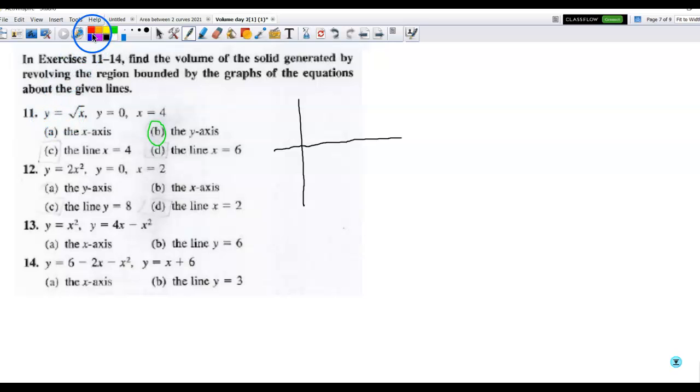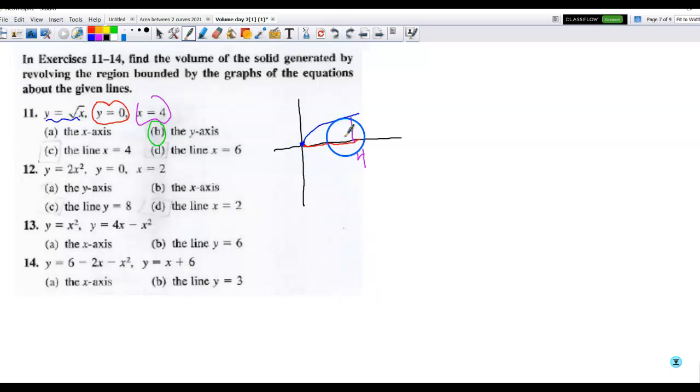So I have y equal to square root x. So square root of x looks like that. And then I have the horizontal line, y equal to 0, which is the x-axis. So what I'm trying to figure out is what is the region that I'm actually trying to revolve. And then I have the line x equal to 4, which is a vertical line. So here is x equal to 4. So the region that we are revolving is this region right here, which I would actually want to undo that because I need to write in there.